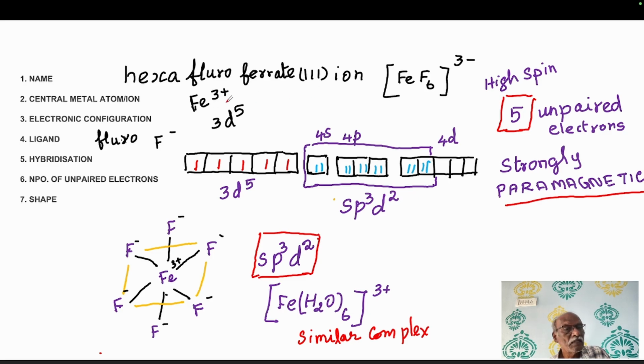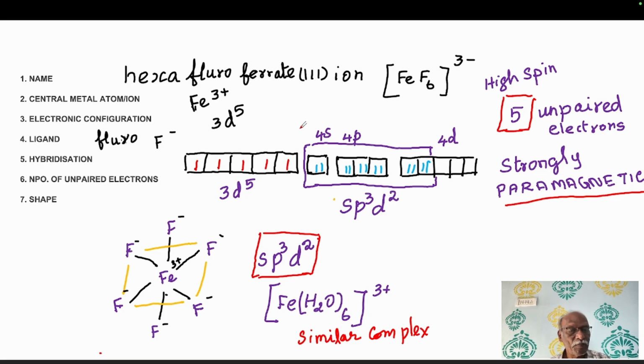Fe3+ is 3d5, the same explanation given in the previous example. Those 5 electrons are in the same way: all the 5 d orbitals are occupied by 1 odd electron each. Now a very weak ligand, F minus, approaches.